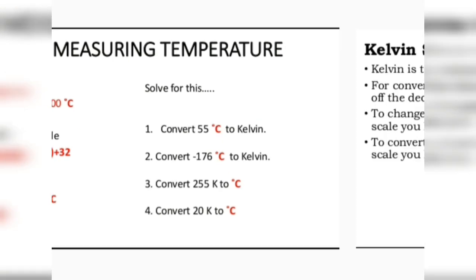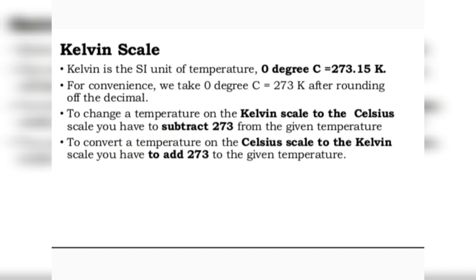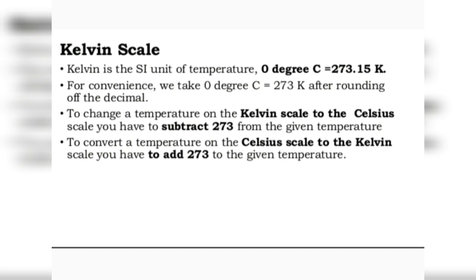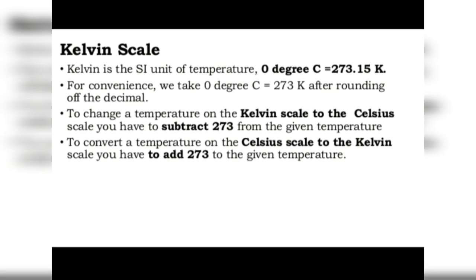Now, there is another scale of temperature called Kelvin scale of temperature, which is used by scientists mainly for research work. And the SI unit of measuring temperature is Kelvin, not degrees Celsius. That is just the common unit which we use. But the SI unit for measuring temperature is Kelvin, which is denoted by the symbol K. And note here that degree is not written with Kelvin scale temperature. It's just K, Kelvin.